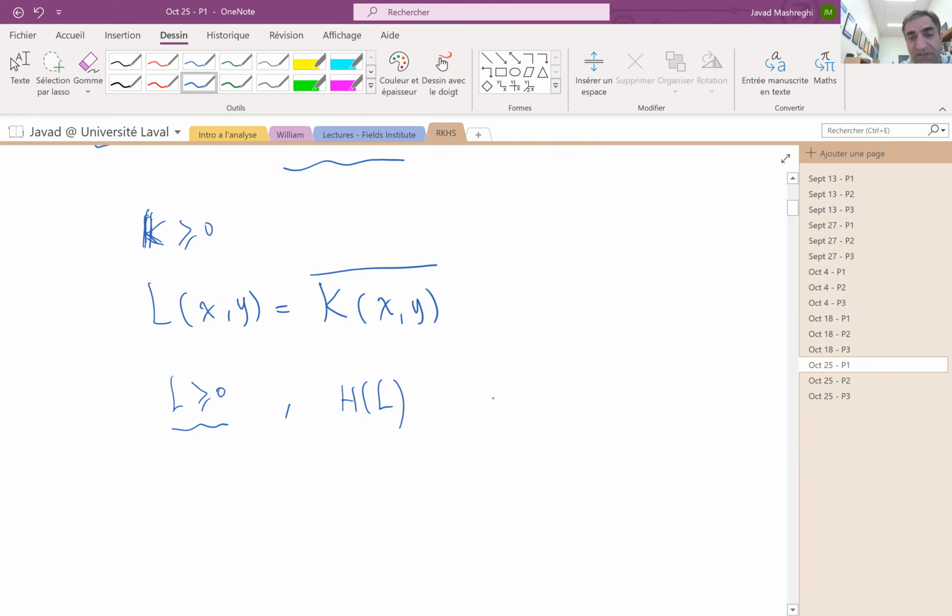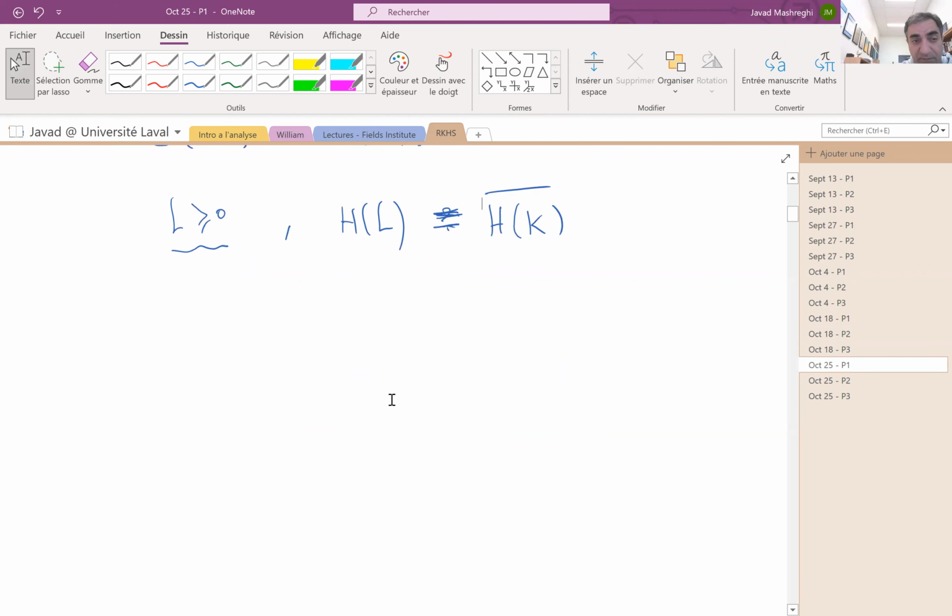So what is the relation between H of L and H of k? Because of the bar, it is expected that this is precisely equal to H of k bar. We take the conjugate of all elements of H of k, and we obtain another space. This is a good expectation, and I prove it in this proposition.